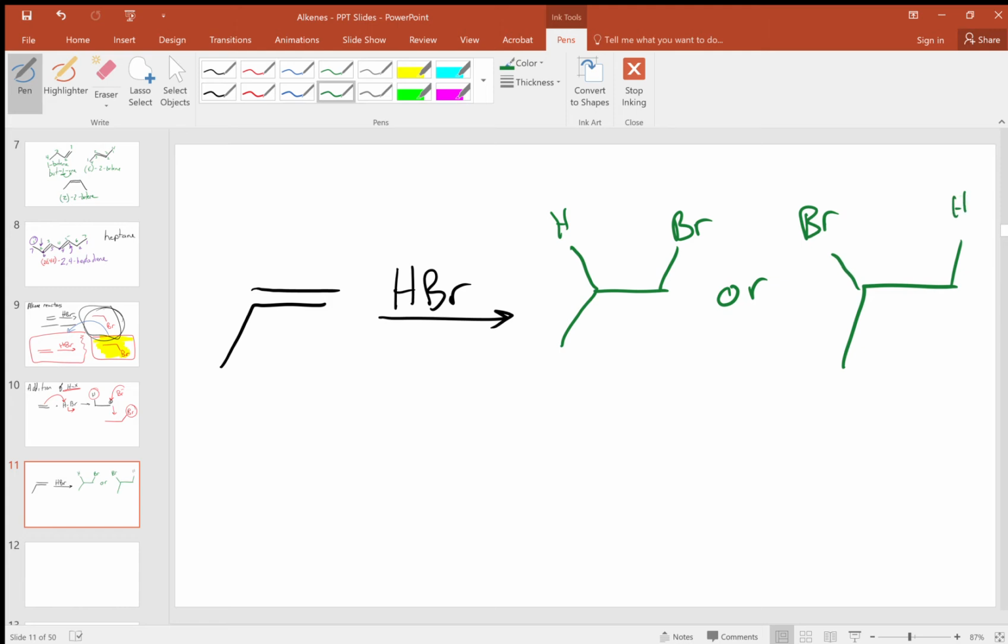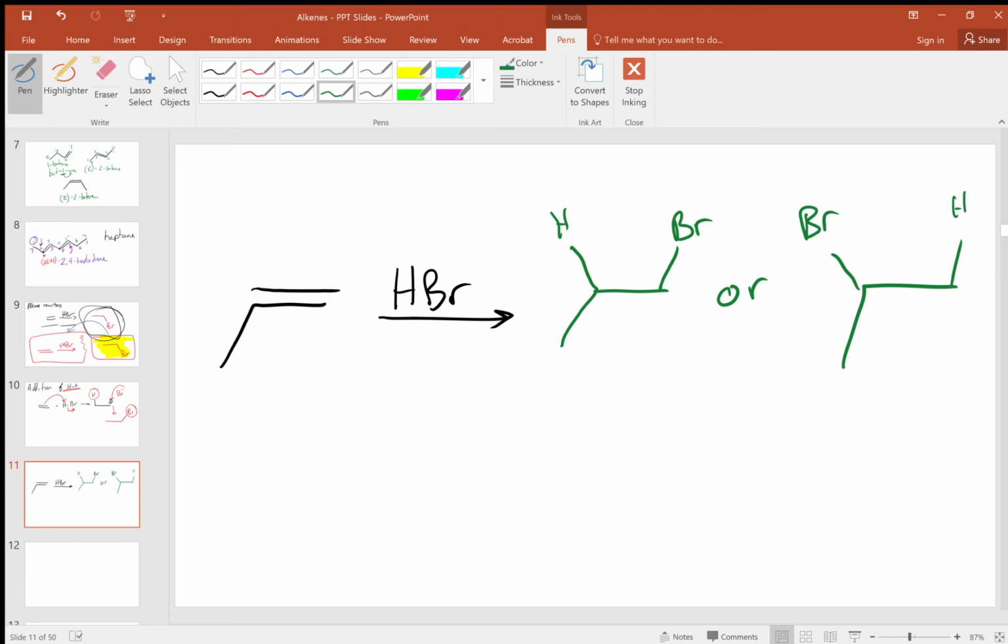So is there a preference? Will we get one product preferentially over the other? Or will we just get a mixture? Will it be random? Well, this becomes a good case of let's look at the mechanism, because it's the mechanism that will help us to answer that. Of course, there's only one truly foolproof way to answer that question. What would that foolproof method be? Right, the one foolproof method is to go into the lab and actually run the reaction.